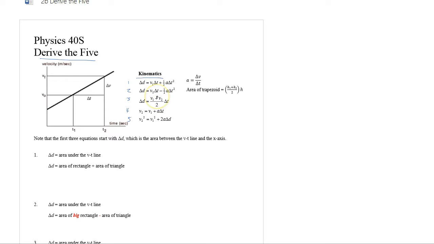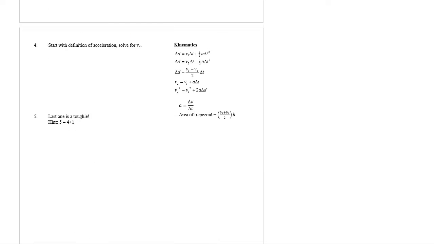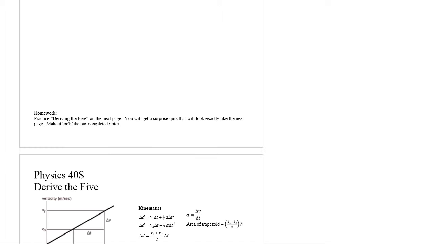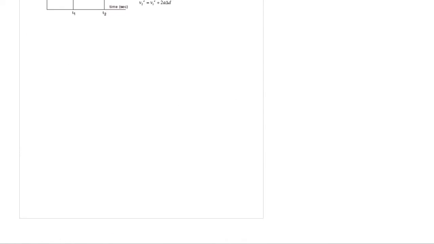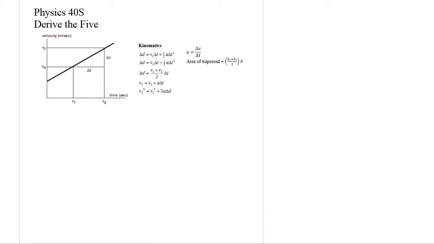they are true. And so for this page and the second page, these two pages, we'll fill out some notes and we'll do a form of proof of showing that they're true. And then notice what your homework is going to be. Homework is going to be practicing Derive the Five on the next page. So the next page, it's mostly blank, but it's got a little bit of there.